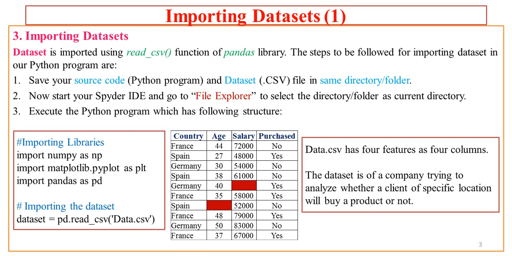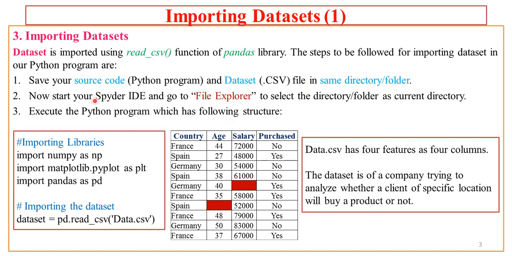So the data set is imported in our Python program using the read_csv function of the pandas library. Now the steps to be followed to import the data set in the current Python program are as follows. First of all, you have to write a source code, which I have written here after these three steps. That is, you take the source code, the Python program, and a data set, which is nothing but a file with .csv extension. And you have to store these two things in the same directory or folder.